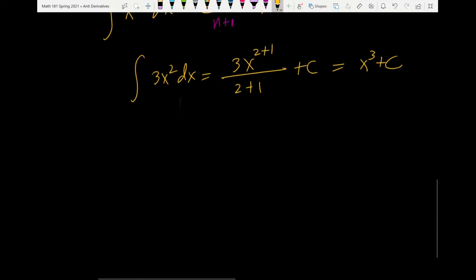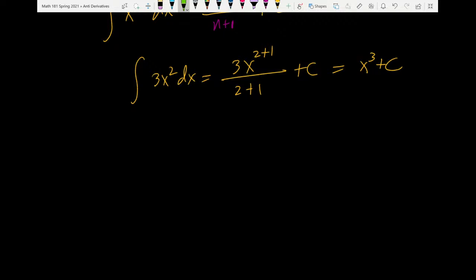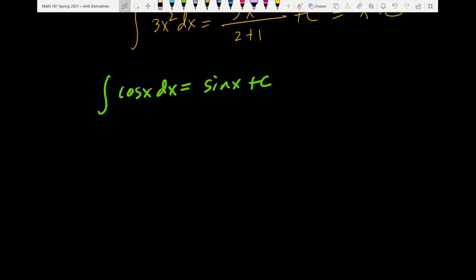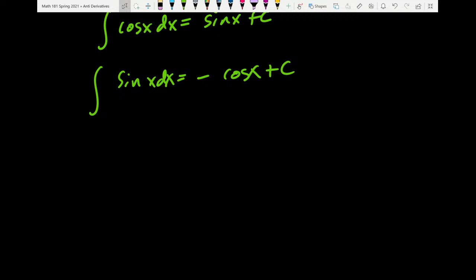Simple as that. Now from that, I'm gonna give you some trig functions. The integral of cosine of x dx will be sine x plus c. It's kind of like the opposite of derivative. The negative and positive kind of changes. The integral of sine x dx equals negative cosine of x plus c. This one you get secant squared of x dx equal tangent of x plus c.